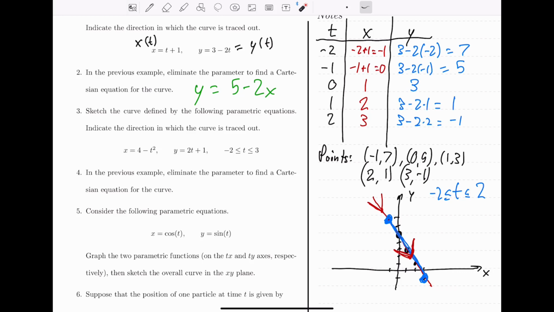Let's try problem 3. We want to sketch the curve defined by these parametric equations, and in this case we have a finite interval for the variable, so we will have a finite portion of a curve, and we'll indicate here the direction in which the curve is traced out. We'll set up a table similar to what we did for example 1, and that will give us a picture for what these parametric equations give.